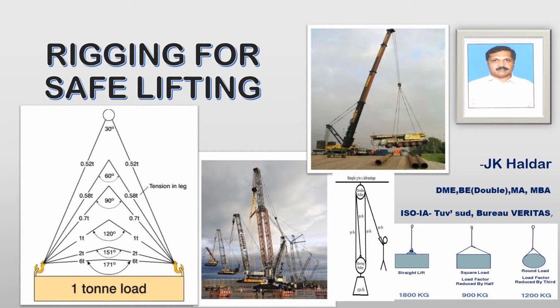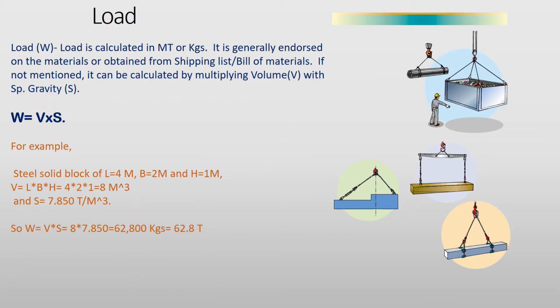Today my topic is rigging for safe lifting. Load is the material to be lifted. Its weight is in metric ton or kilograms, which is generally endorsed on the load itself, but if not endorsed, it can be found from the shipping list or bill of materials. Still, if it is not there, you can calculate it by multiplying volume with the specific gravity.